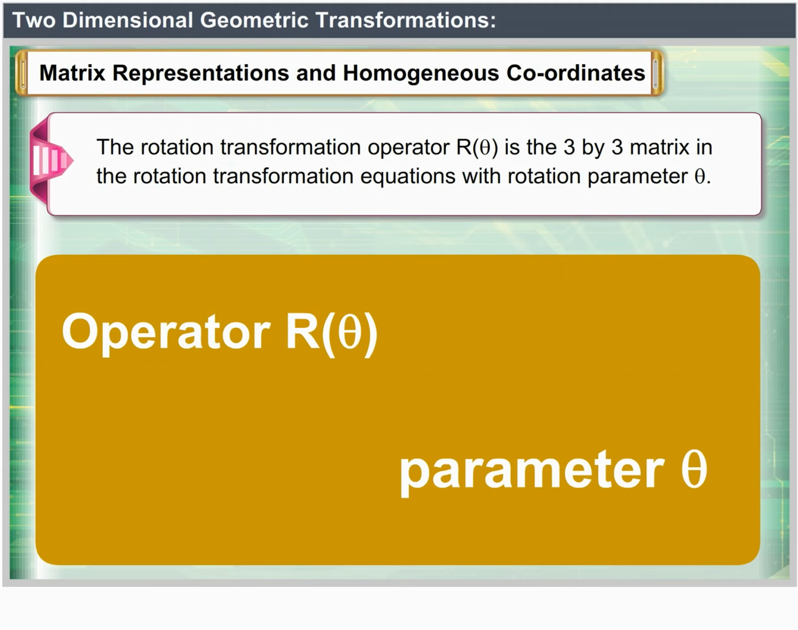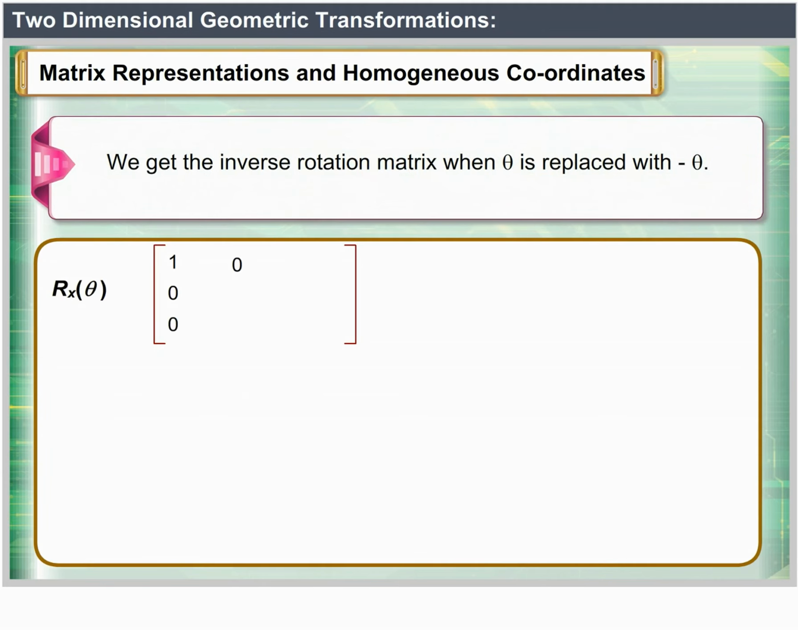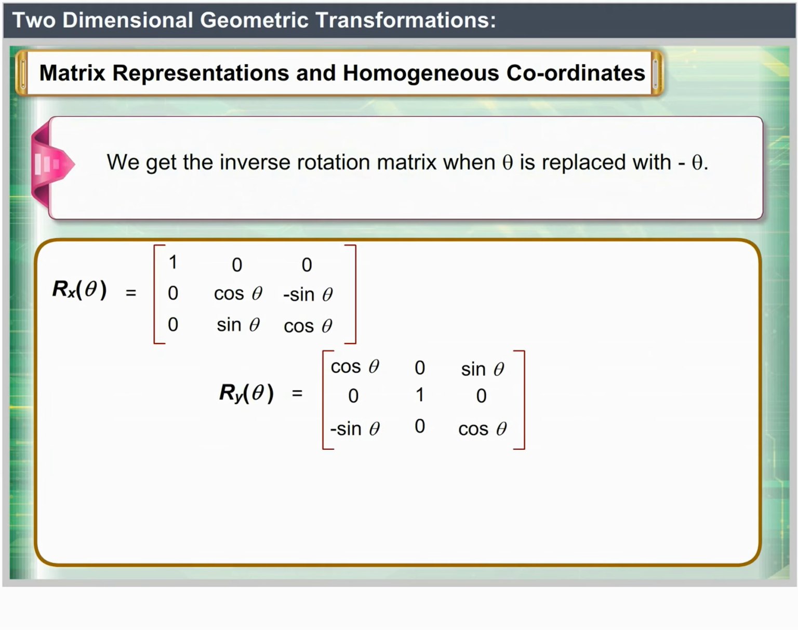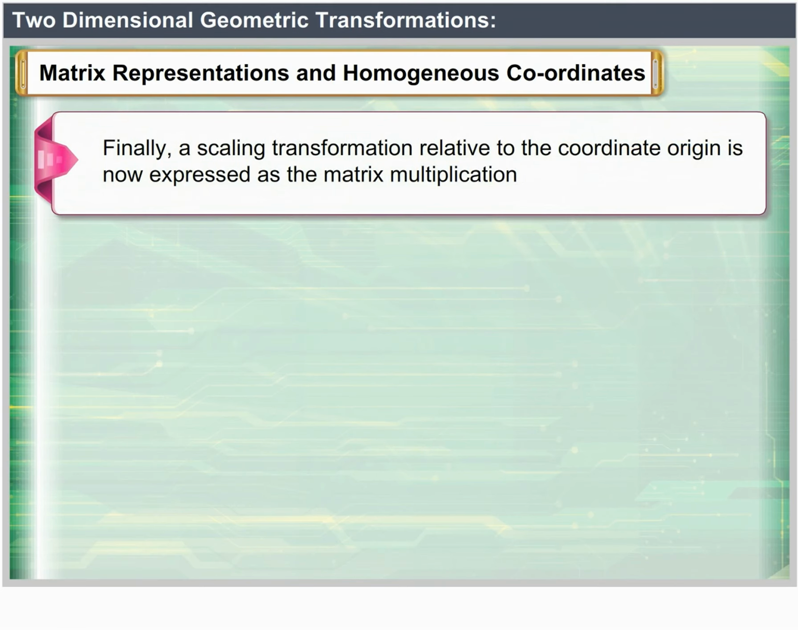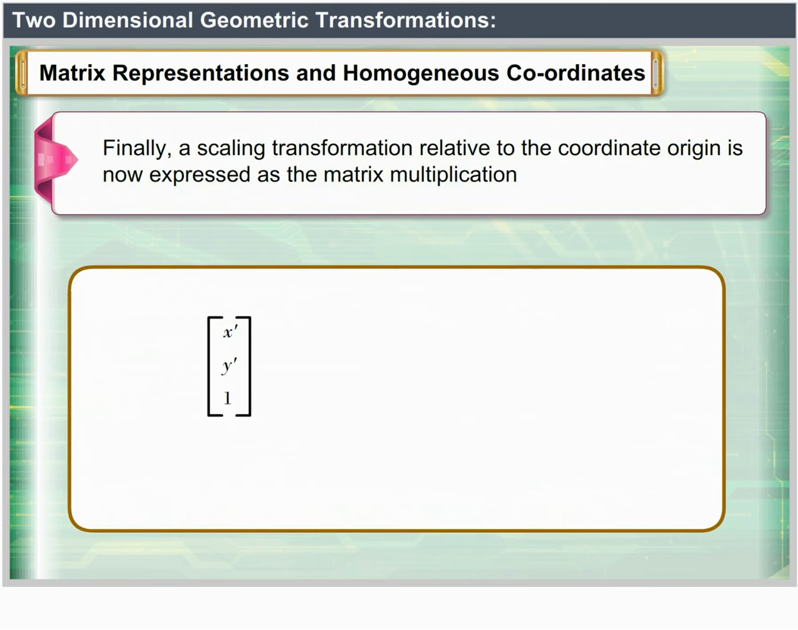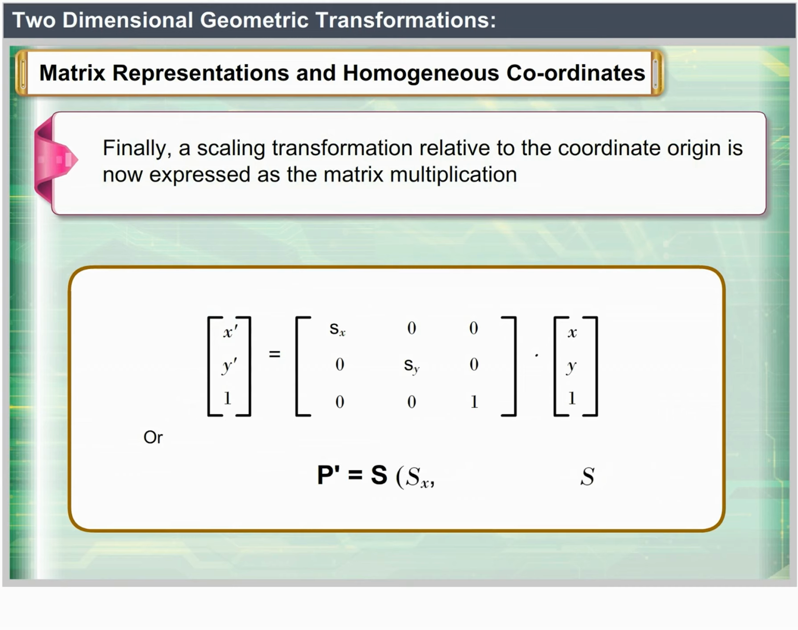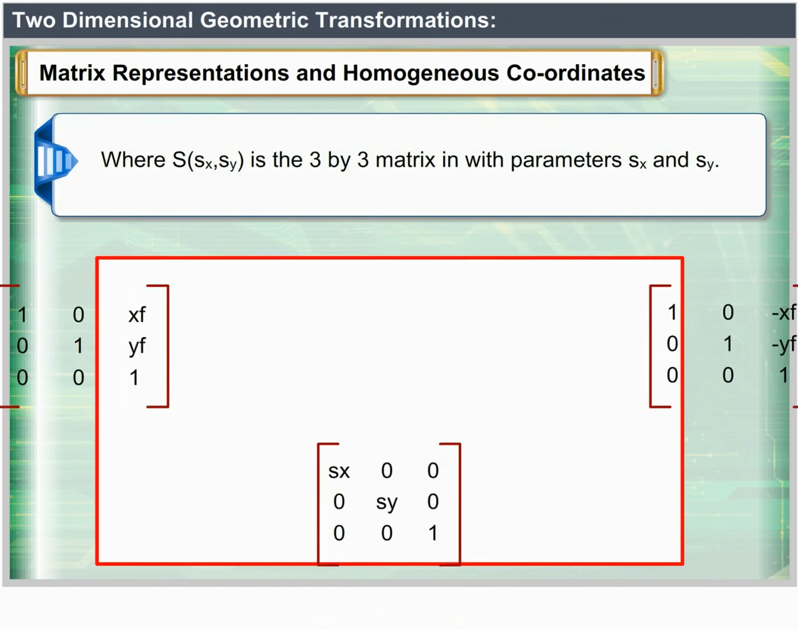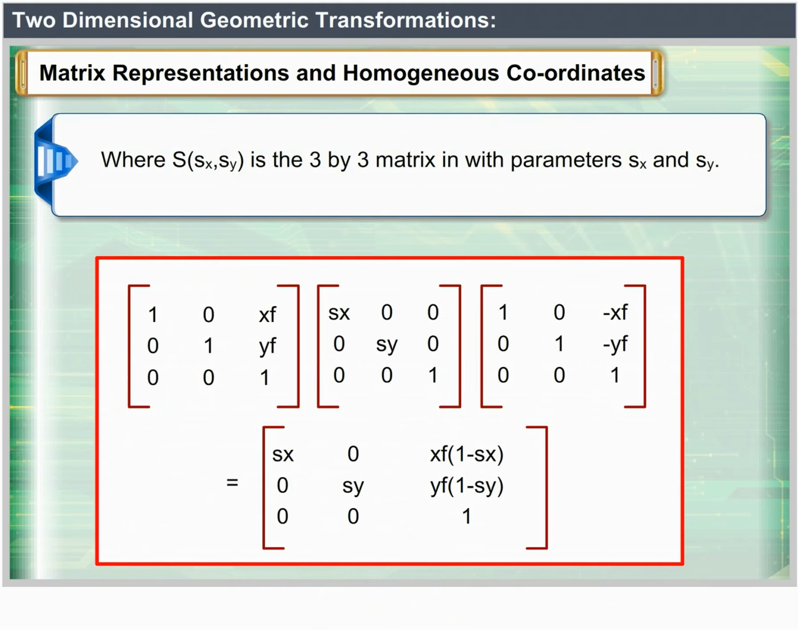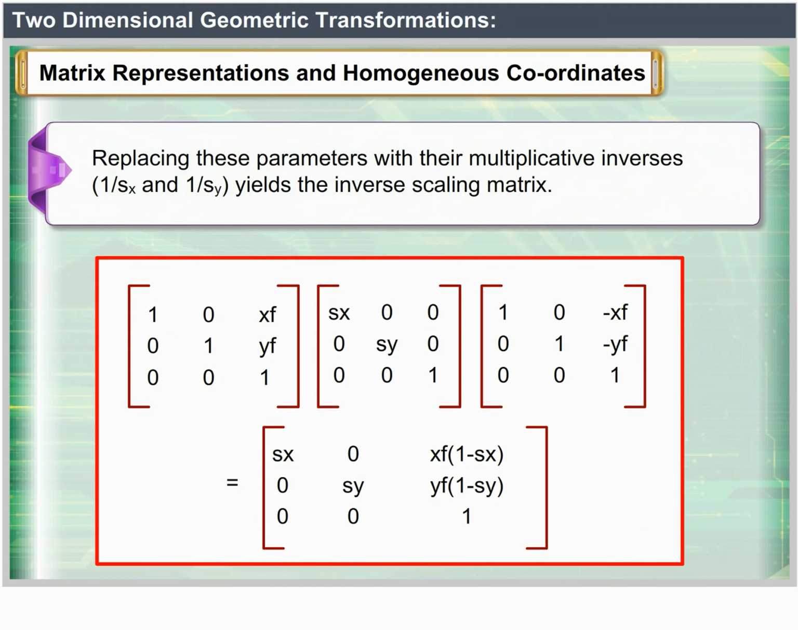Finally, a scaling transformation relative to the coordinate origin is now expressed as a matrix multiplication, or P' equals S(Sx, Sy) times P, where S(Sx, Sy) is a 3 by 3 matrix with parameters Sx and Sy. Replacing these parameters with their multiplicative inverses, 1 by Sx and 1 by Sy, yields the inverse scaling matrix. Matrix representations are standard methods for implementing transformations in graphics systems.